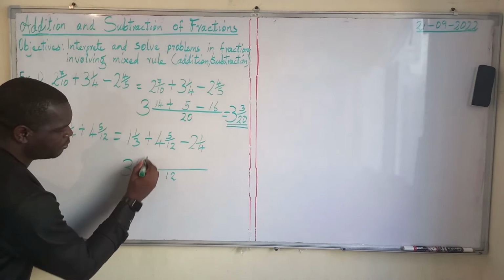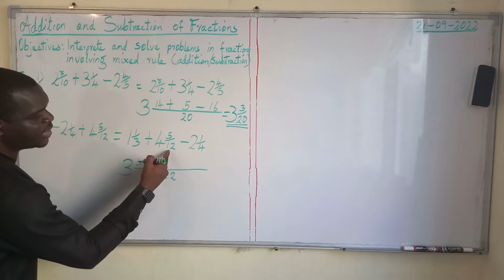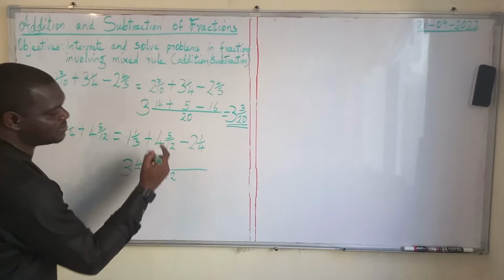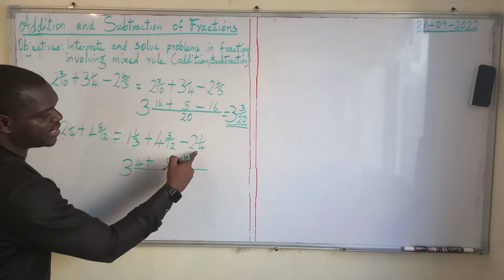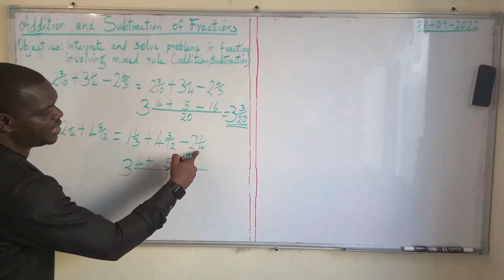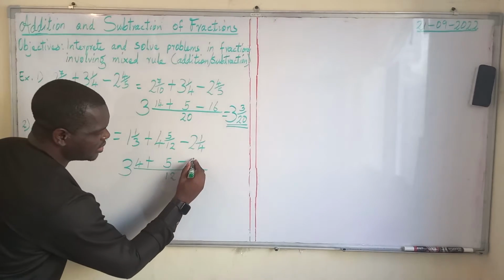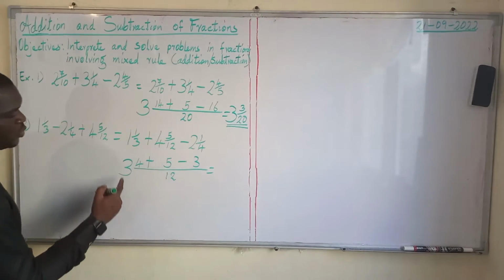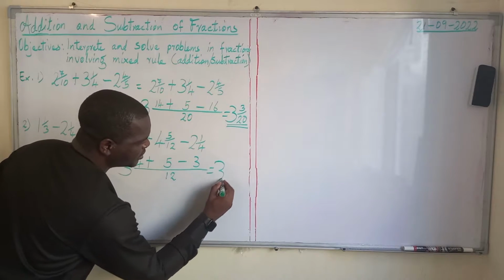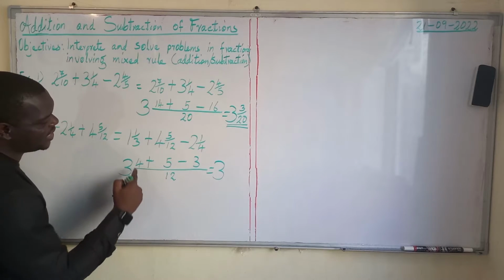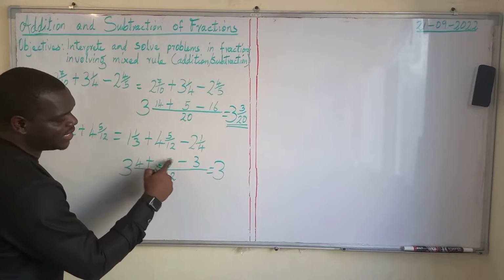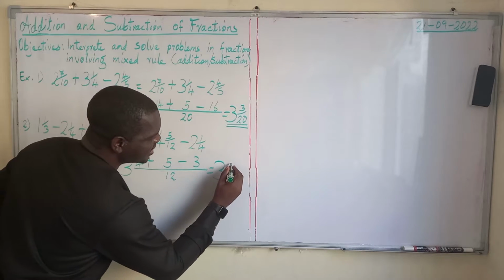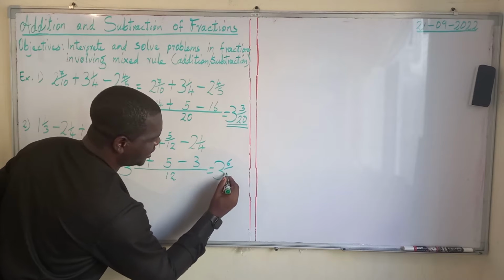You bring down the plus sign. 12 divided by 12 is 1, and 1 times 5 is 5. Bring down the subtraction sign. 12 divided by 4 here is 3, and 3 times 1 is 3. This will be equal to 3 whole number first, so that you don't forget it, and 4 plus 5 is 9. 9 take away 3 will give us 6 all over 12.